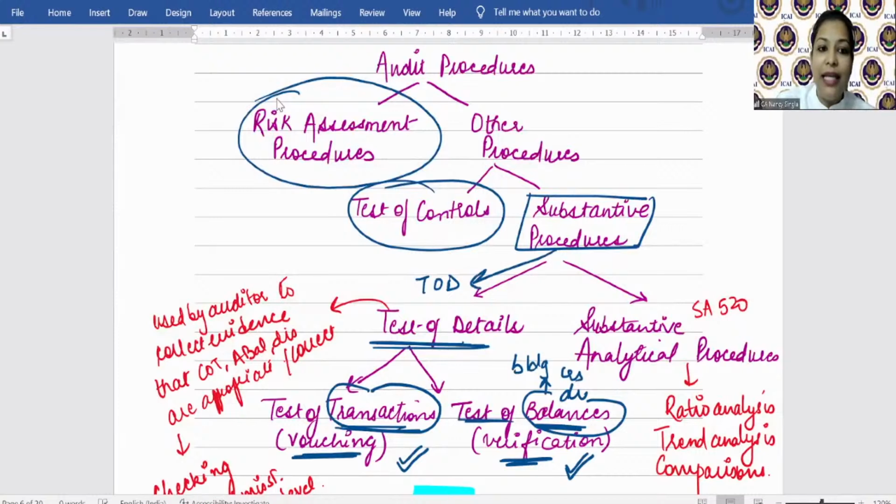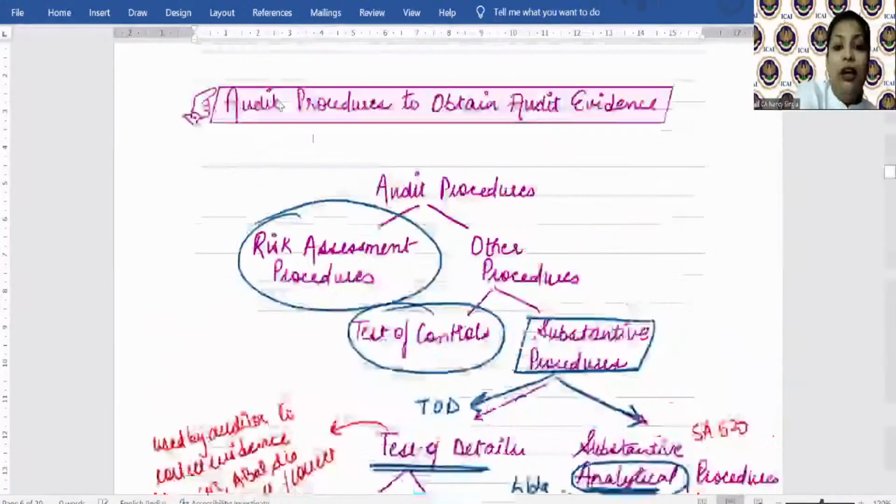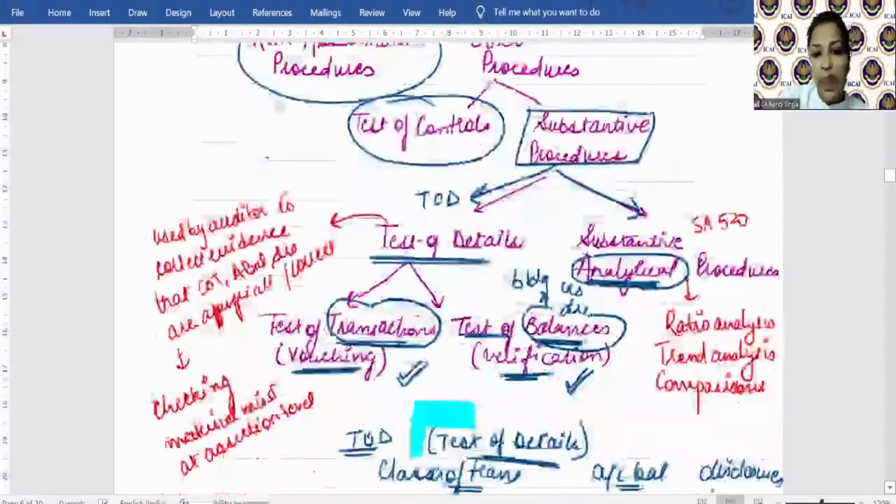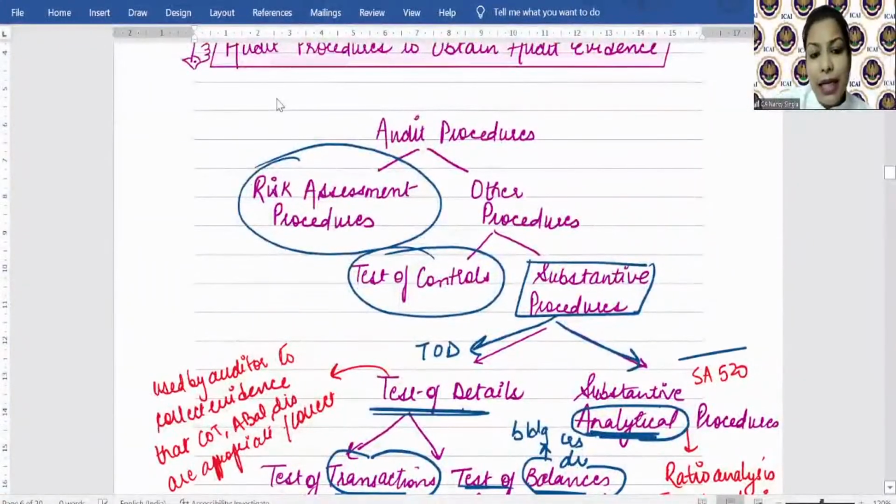उसके दो पार्ट्स क्या है? Test of details and substantive analytical procedure, or only what? Analytical procedure, right? So the term analytical is very important here. And the auditor performs substantive analytical procedure in terms of standard SA 520, which we will be doing in detail in chapter number 8. But let us just try to understand for the purpose of this chapter as to what an auditor performs when he is performing substantive analytical procedure.